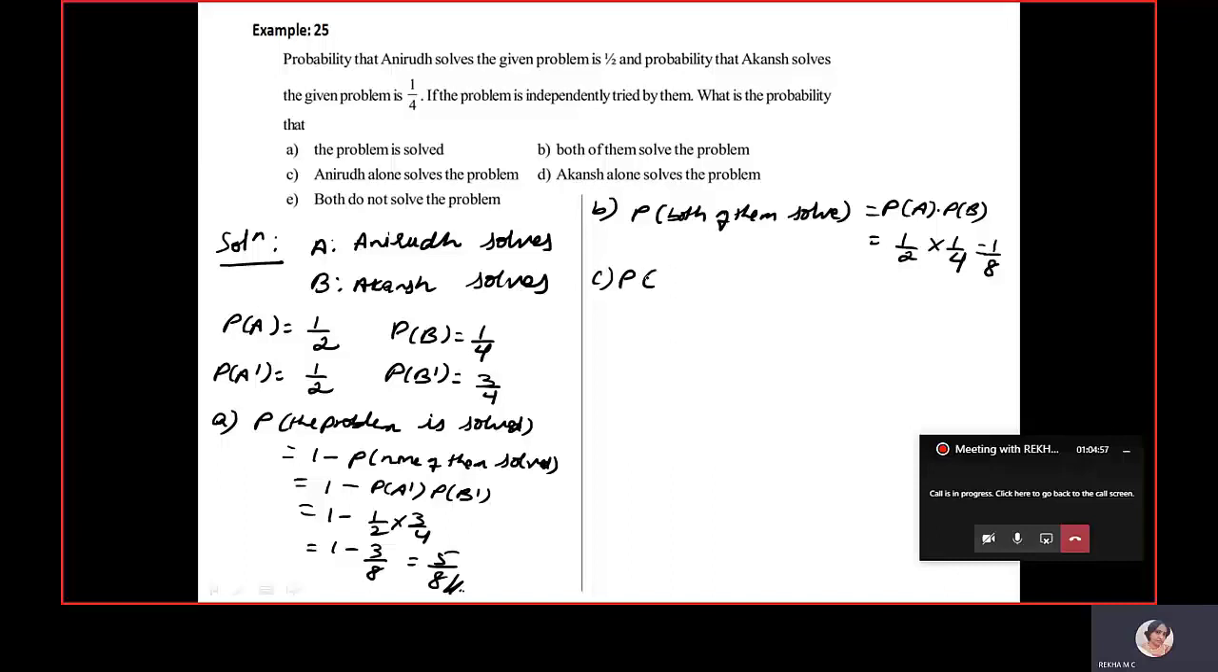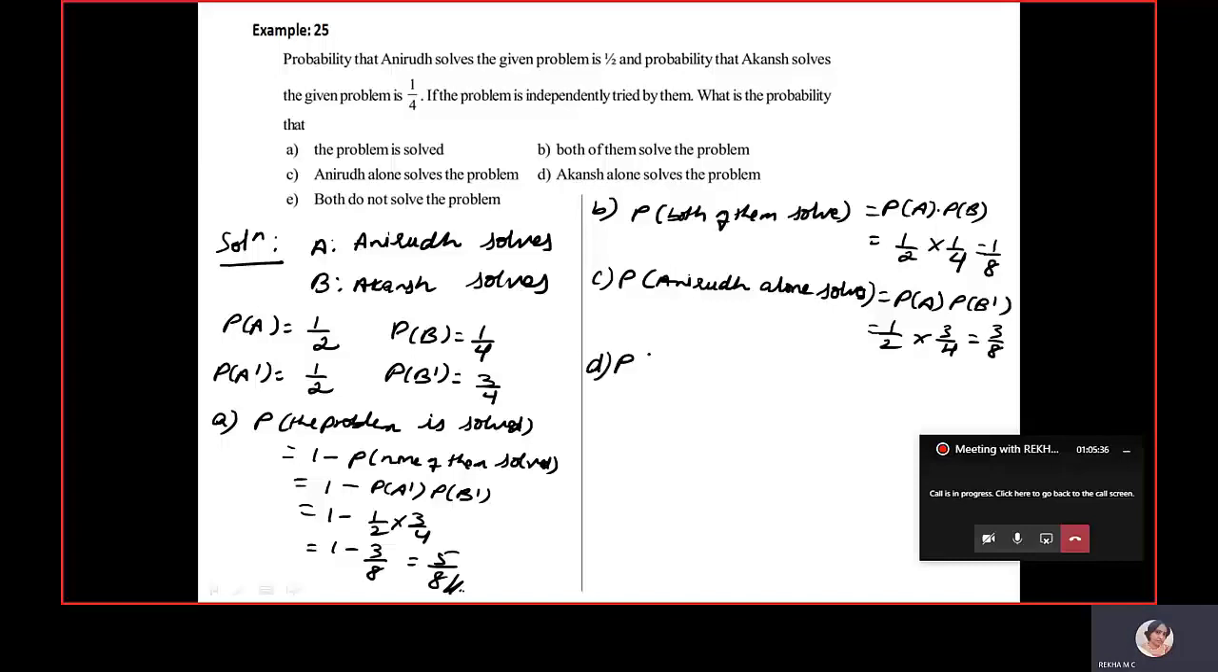C, probability of Anirudh alone solves. So that is P of A into P of B complement. So that is equal to 1 by 2 into 3 by 4. 1 by 2 into 3 by 4, that is equal to 3 by 8.